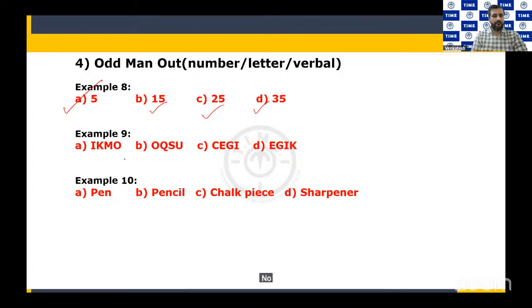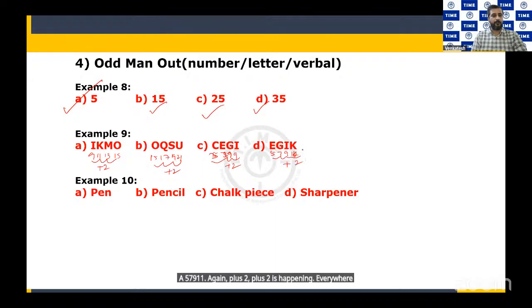Now, IKMO. Just try to go ahead with the position values: 9, 11, 13, 15. A plus 2 is happening everywhere. 9 to 11, 11 to 13, 13 to 15. Next, 15, 17, 19, 21: plus 2, plus 2, plus 2. Next, 3, 5, 7, 9. Again, plus 2 is happening. Next, 5, 7, 9, 11. Again, plus 2 is happening. Everywhere plus 2 is happening.